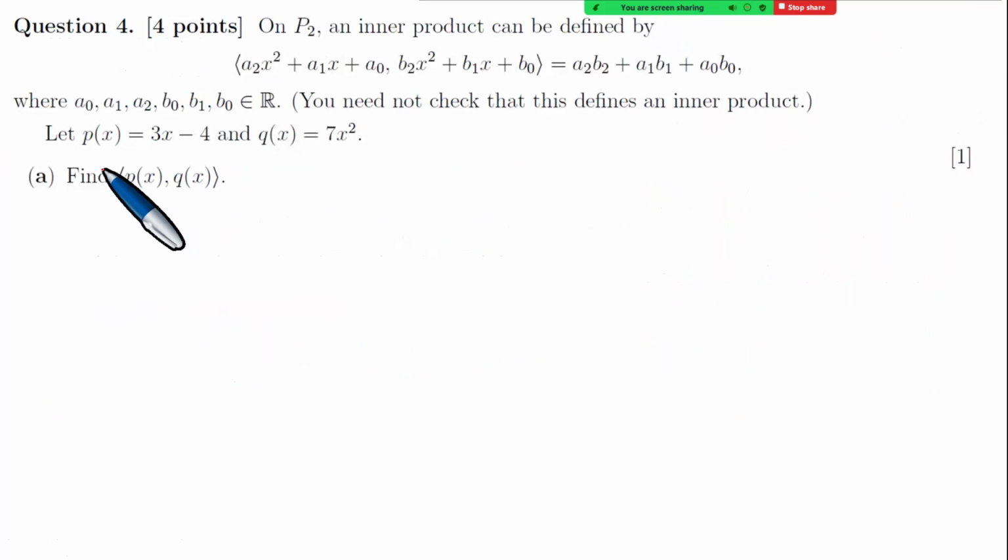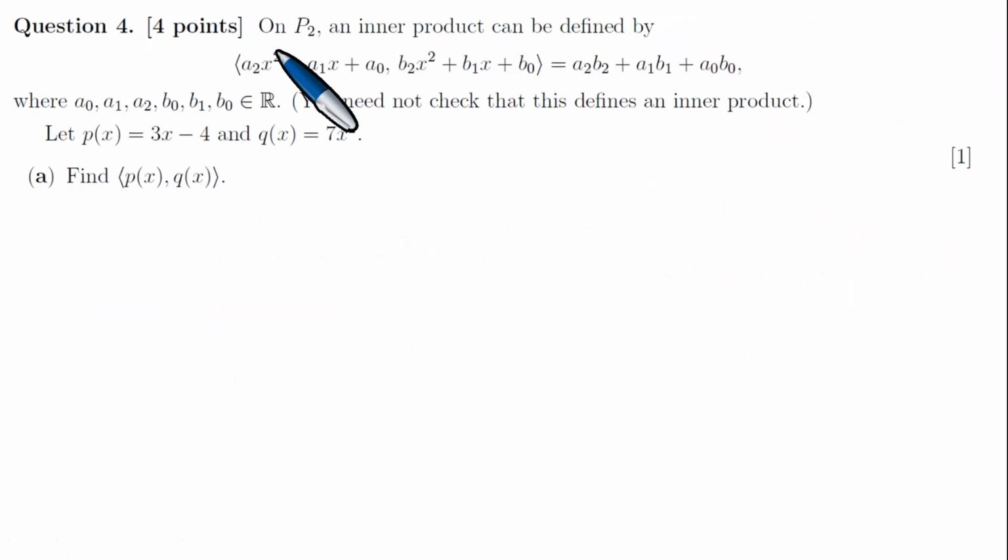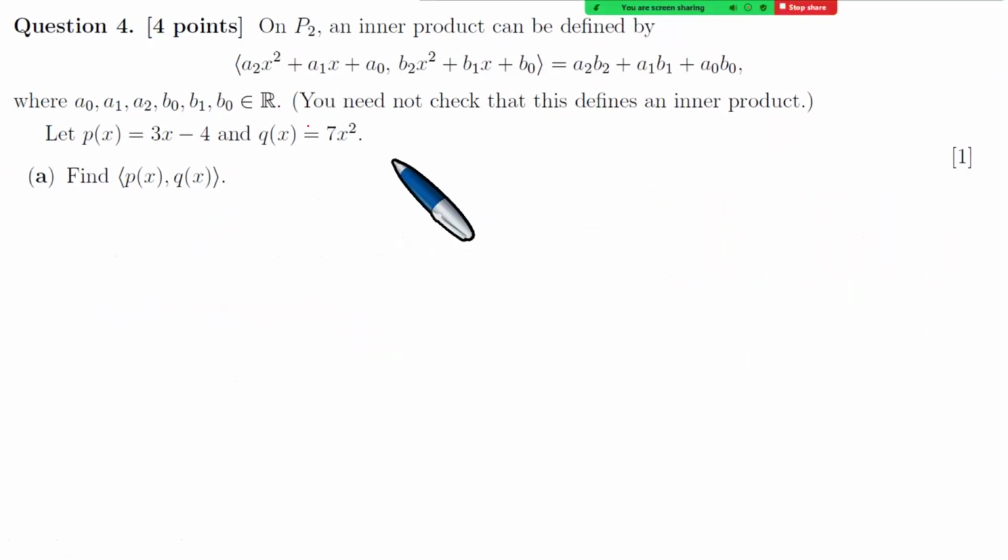Now, in this case, for instance, question 4 has 4 points. On P2, an inner product can be defined by what? And what is P2? P2 is the polynomial space of all polynomials of degree 2 or less. Well done, thank you. An inner product can be defined by these.